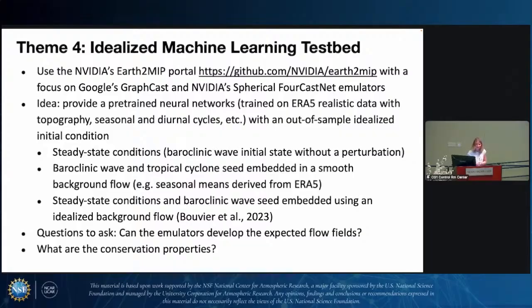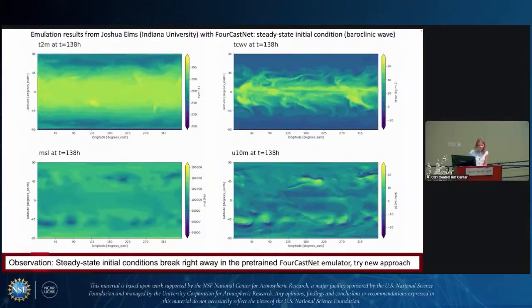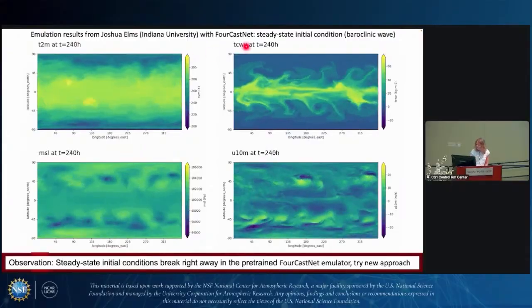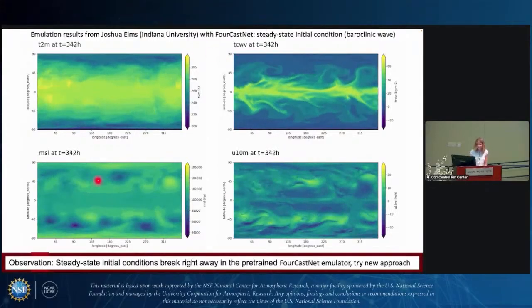Yeah, when you give it to a machine learning emulator, that's probably expected. And here's some proof of it. So we should see a steady state. There's no steady state, as you see. We see a couple of different variables: 2-meter temperature, water vapor, 10-meter wind, and mean sea level pressure.